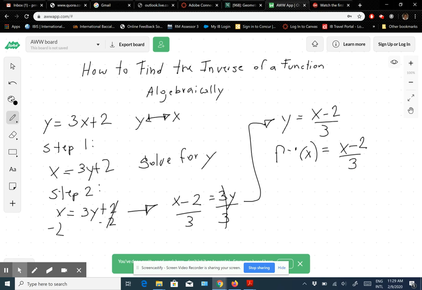In general, this is the way to find the inverse of a function algebraically. Once again, what do we do first? We do variable interchange, and then we solve for y. What makes the process complicated is that sometimes we are faced with functions that are more complicated, yet the process is still the same.